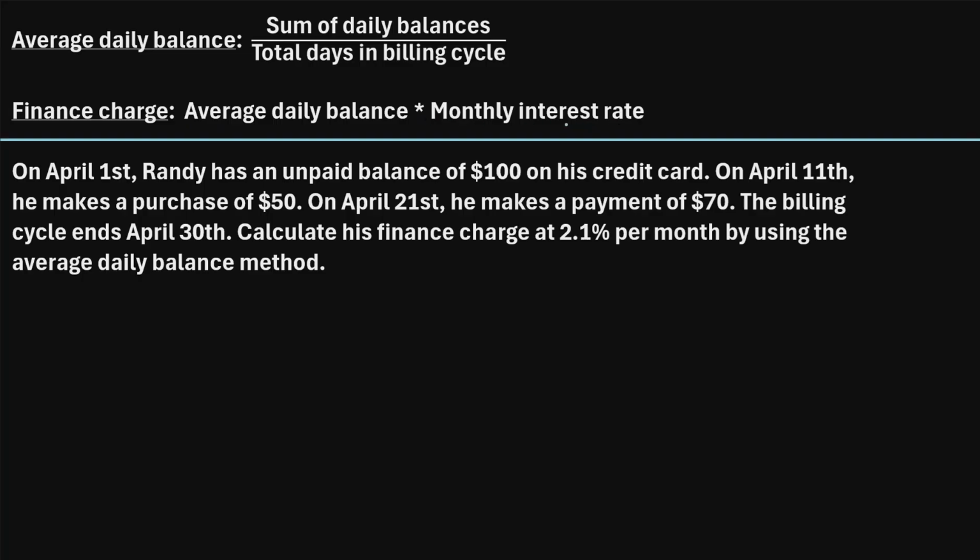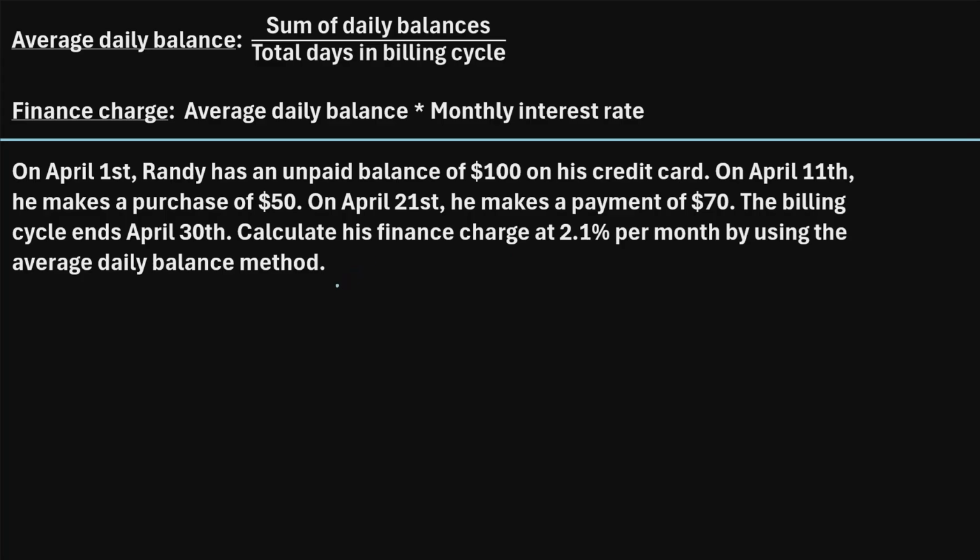So let's take a look at an example of how to actually calculate the average daily balance and then how to use that to calculate the finance charge. This example says, on April 1st, Randy has an unpaid balance of $100 on his credit card. On April 11th, he makes a purchase of $50. On April 21st, he makes a payment of $70. The billing cycle ends April 30th. Calculate his finance charge at 2.1% per month by using the average daily balance method.